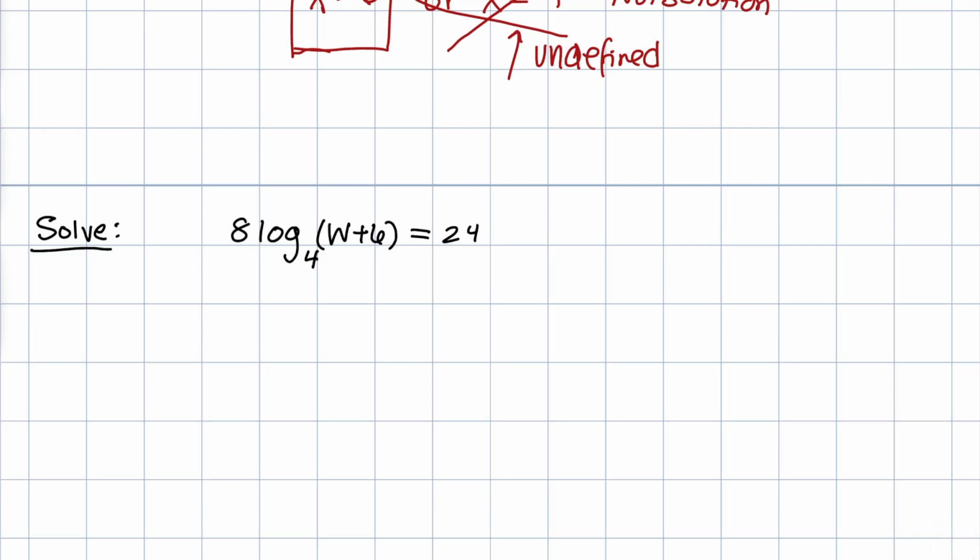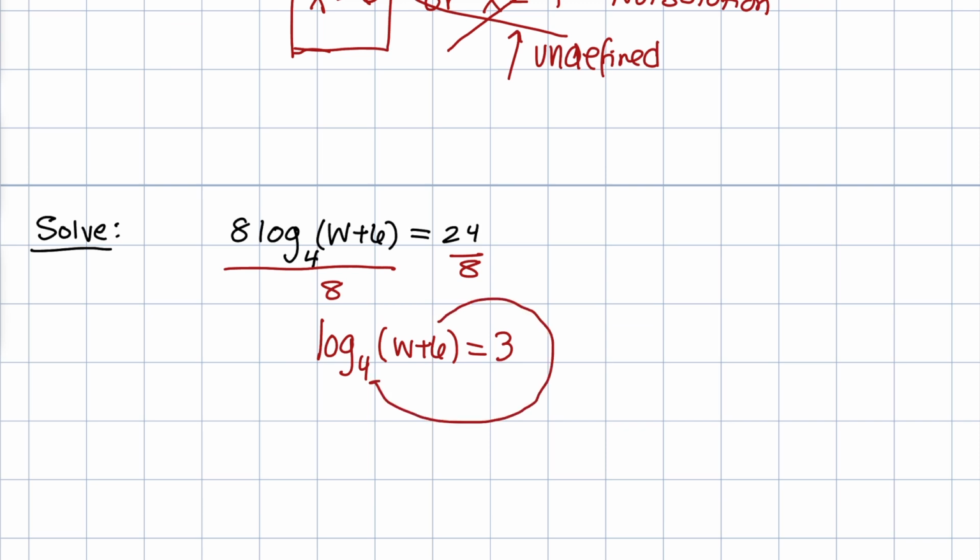All right, let's solve this one. So we have 8 log base 4 of w plus 6 equals 24. First step, let's get the log by itself, divide by 8. So now I get log base 4 of w plus 6 equals 3. Now, since I have a log on one side and a number on the other side, I'm going to rewrite this in exponential form to solve for w. So 4 to the third power equals w plus 6.